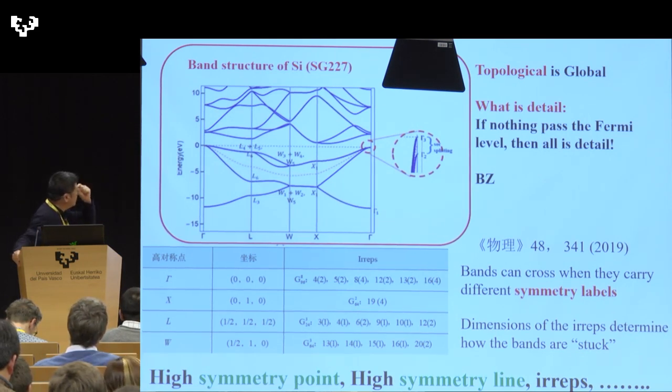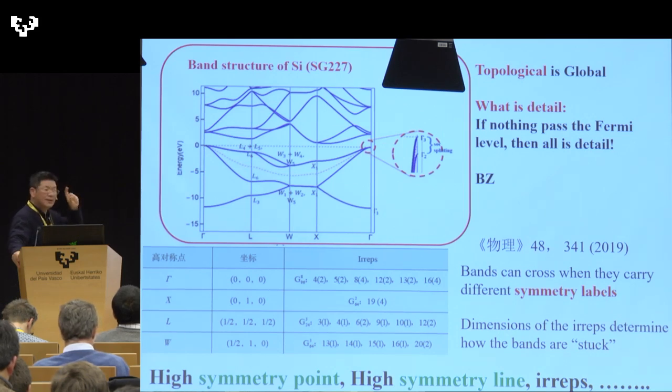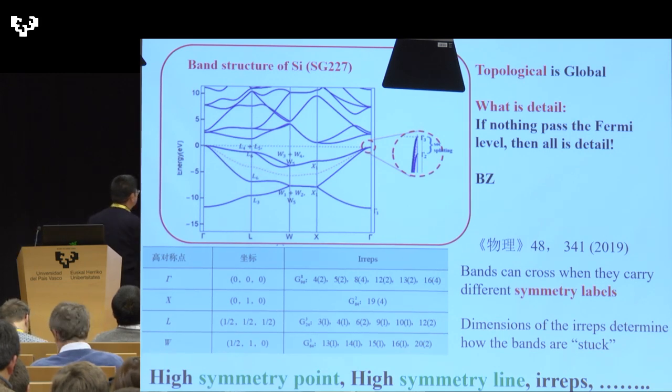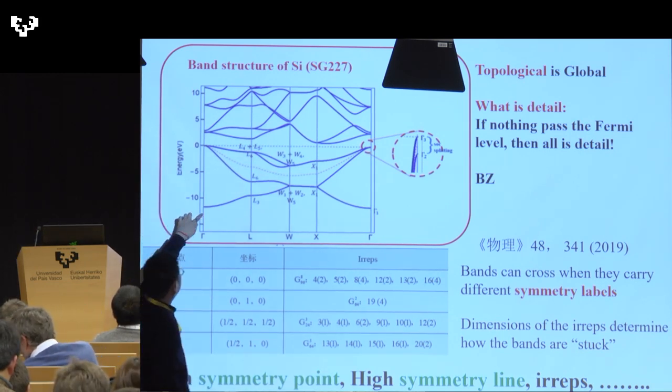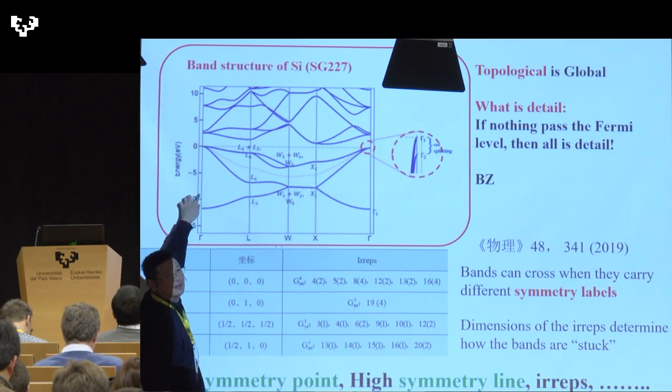Why? As we all know, topology is a global property, right? As I keep telling you, if the direct gap does not close, it means you can change things adiabatically. You can adiabatically change the band structure a little bit, like here, this band up or down a little bit.